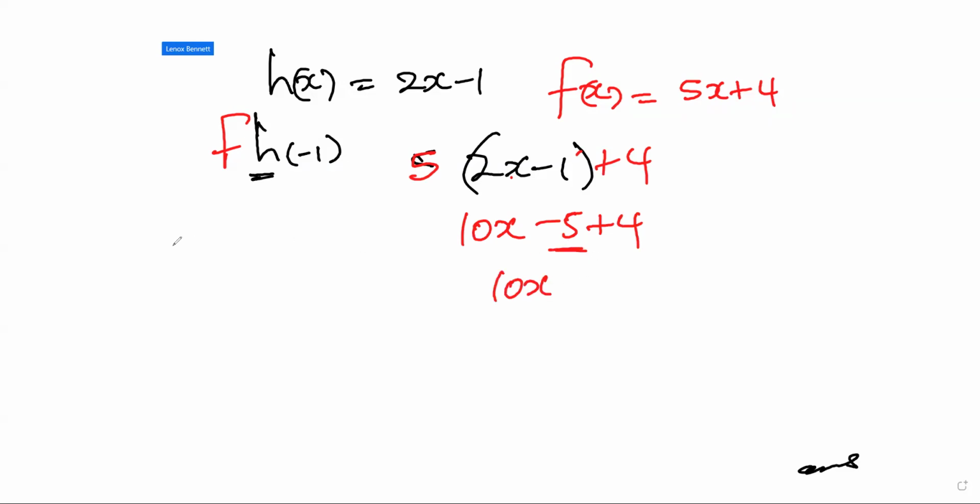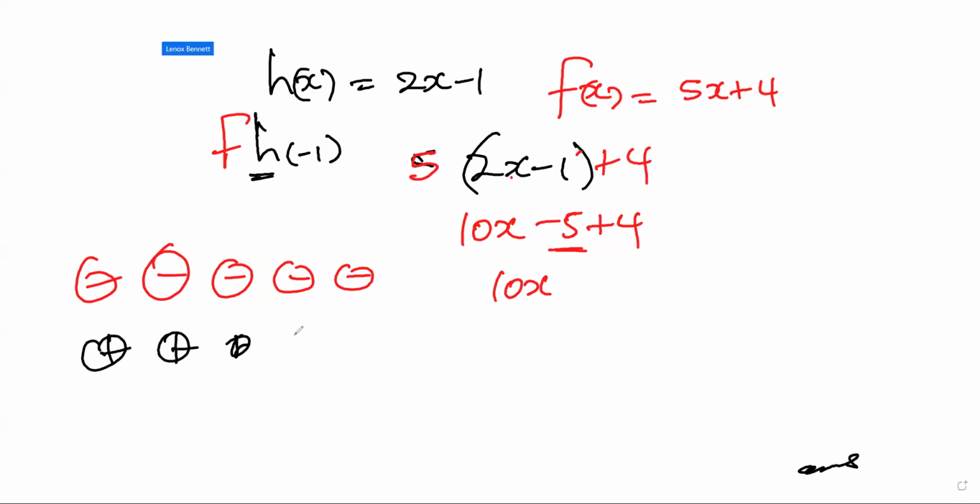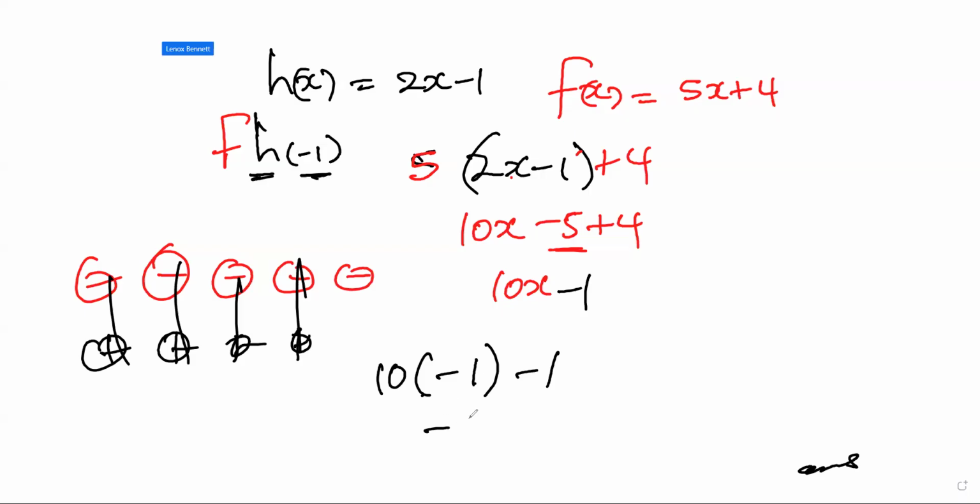Remember guys, the 5 is bigger, right? So definitely it's going to leave more negatives than positives. You have 4 positive. Each positive will cancel a negative, that leaves negative 1. And then of course, I put negative 1 for x. 10 times that, negative 10 minus 1. So that's negative 11. Alright. So guys, we're going to end here.